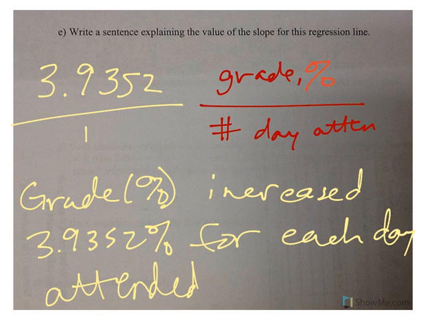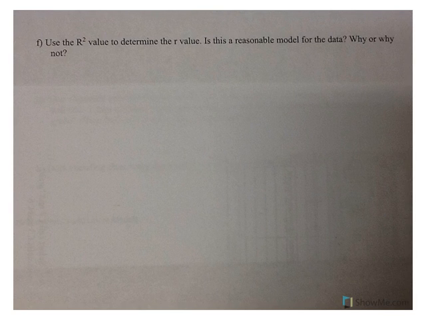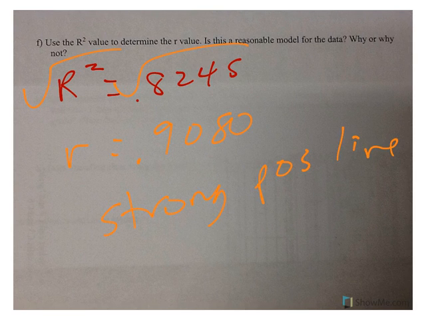That makes sense. Use the R-squared value to determine the R value, and then is this reasonable? So we're going to say we have R squared as 0.8245. We square root both sides, and we get an R value of 0.9089. Now this means strong, positive, linear correlation. Is it reasonable for this data?